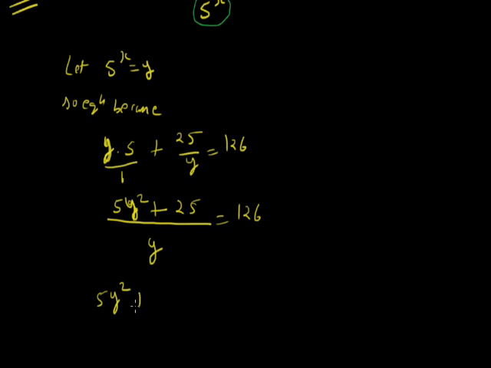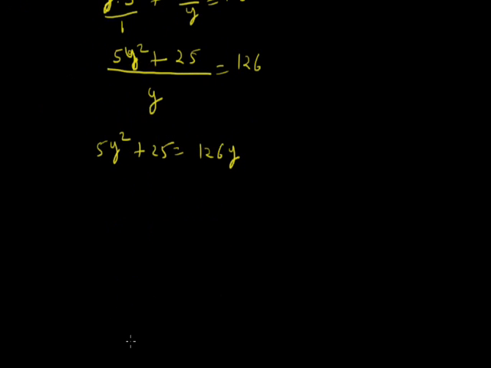So 5y square plus 25 equals 126y. 126y को हम राइट साइड शिफ्ट करेंगे. So 5y square minus 126y plus 25 is equal to 0. Now अब हमें मालूम है कैसे इसको फैक्टराइज किया जाता है.